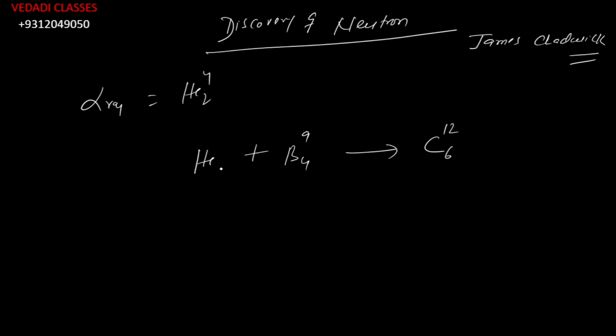Helium 2, 4. 2, 4 over here. Now 9, 4, 13, but it's 12. No? And 2, 4, 6 is okay, but 9, 4, 13 is 12. So he thought there is one mass less over here.